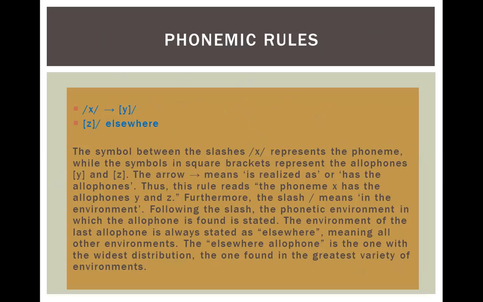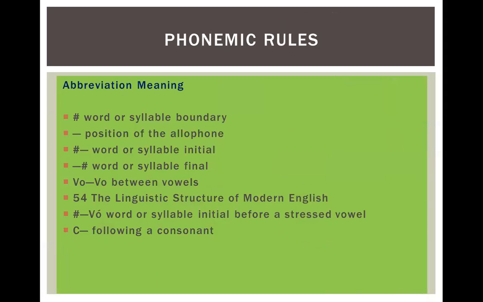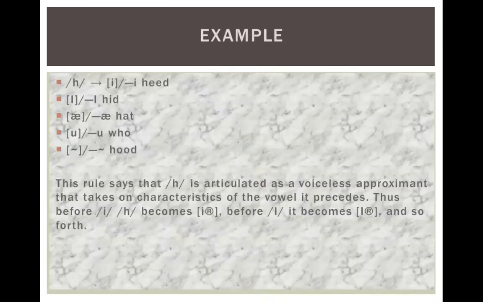Furthermore, the slash means in the environment following the slash; the phonetic environment in which the allophone is found is stated. The environment of the last phonetic allophone is always stated as elsewhere, meaning all other environments. The elsewhere allophone is the one with the widest distribution, the one found in the greatest variety of environments. And here are the meanings and their abbreviations. It's important to understand the meaning of the abbreviations.